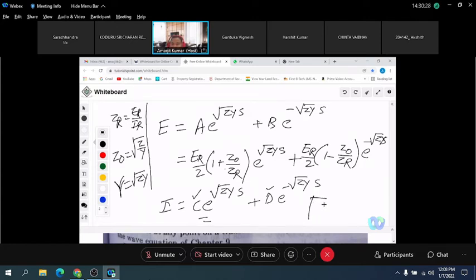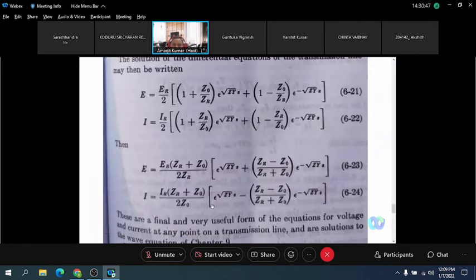This is the reflection coefficient at the load, at the receiving end. So gamma R is equal to (ZR minus Z naught) divided by (ZR plus Z naught). Or you can say tau, whatever you want to say. This is the reflection coefficient. So basically the point is, if you write voltage and current like this, then we can say e to the power gamma S plus reflection coefficient tau into e to the power minus gamma S, like that.